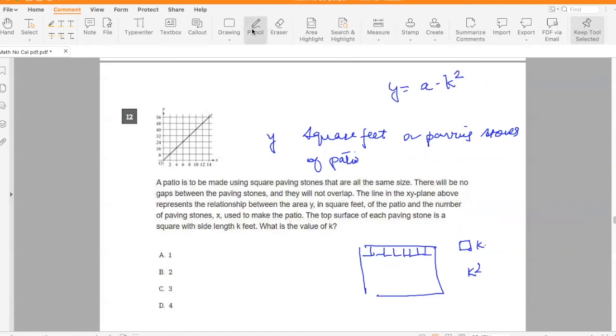So we can see that (2, 8), (4, 16), (6, 24) lie on the line. So let's work with (2, 8). So 8 is 2 times K square. So K square is 4, or K is 2. So the side length of each little paving stone will be 2 feet.